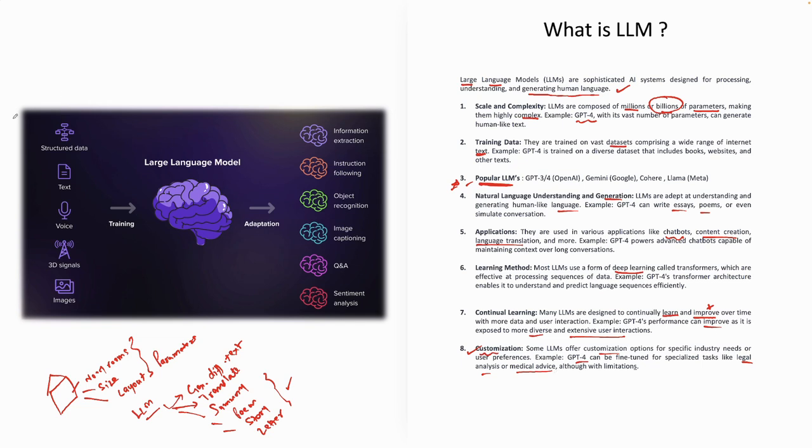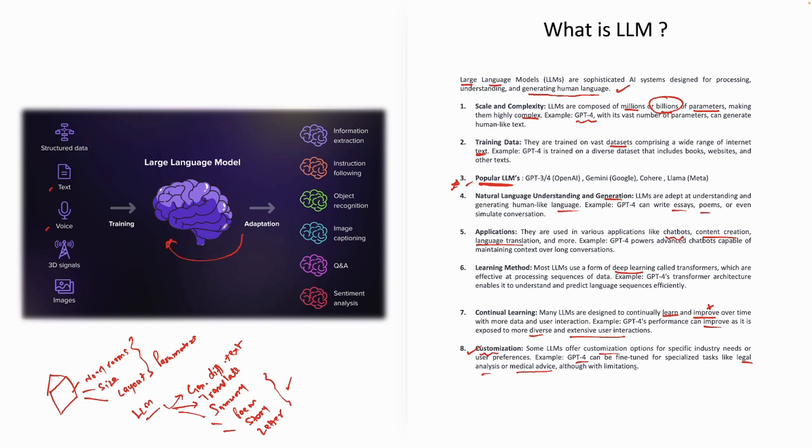So here it just shows you the kind of inputs you can give. It could be structured data, it could be text, it could be voice. So this input goes to the training model. You have your training data, right? You give it to the large language model. It adapts because it's continuously learning.